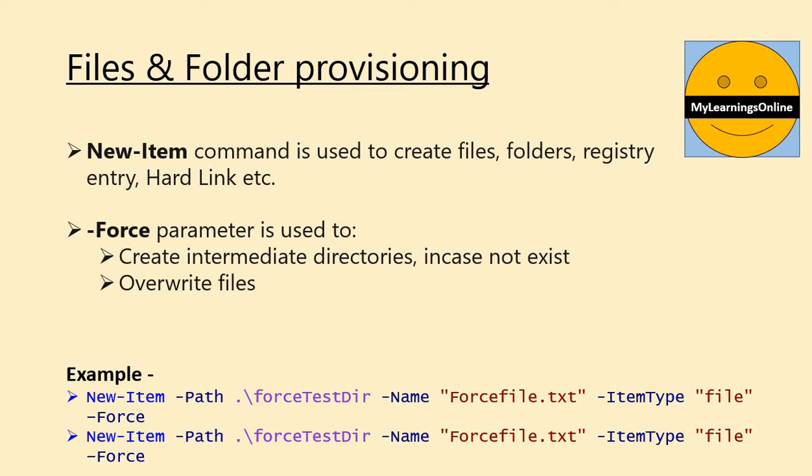In the second command, we are trying to create a file that already exists. In this case, the Force parameter will remove the already existing file and it will create a new file with the same name. Please be careful about your action in this case because once a file is overwritten, it is removed along with its contents.